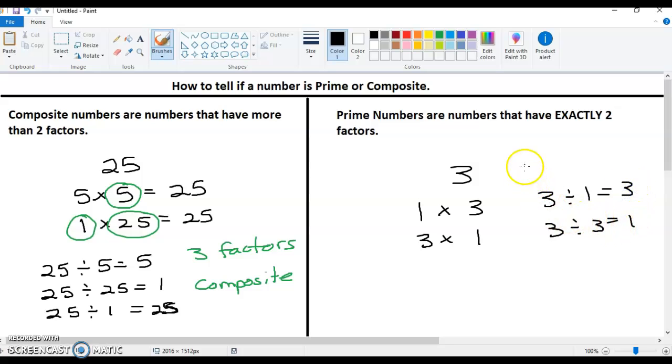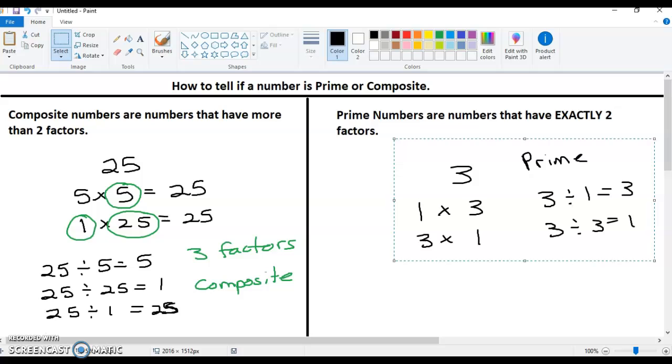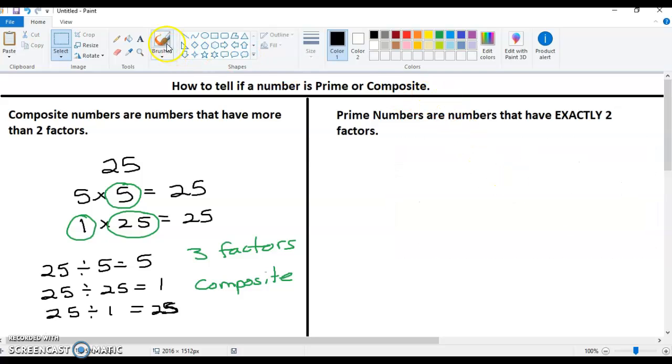So if I can only have 2 factors, then this is also considered a prime number. Let's take a look at some numbers that are a little bit larger, but they're still prime. Let's say, for example, we have number 11.